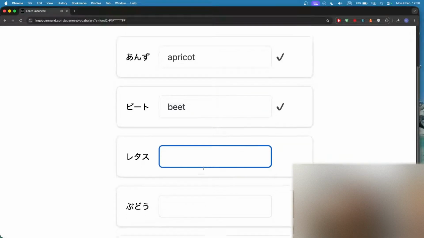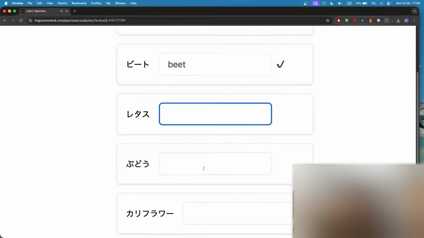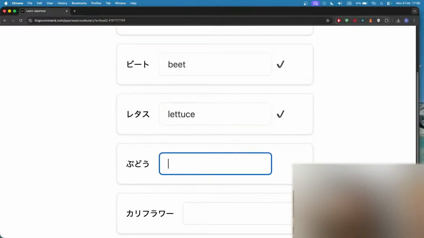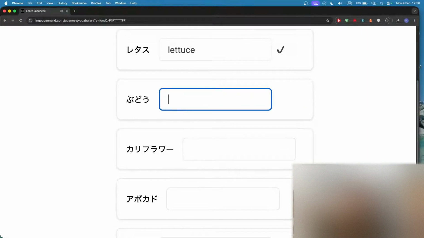Okay, so the next one is retasu is lettuce. Thank you for pointing that out. I appreciate that. Budo is grape.